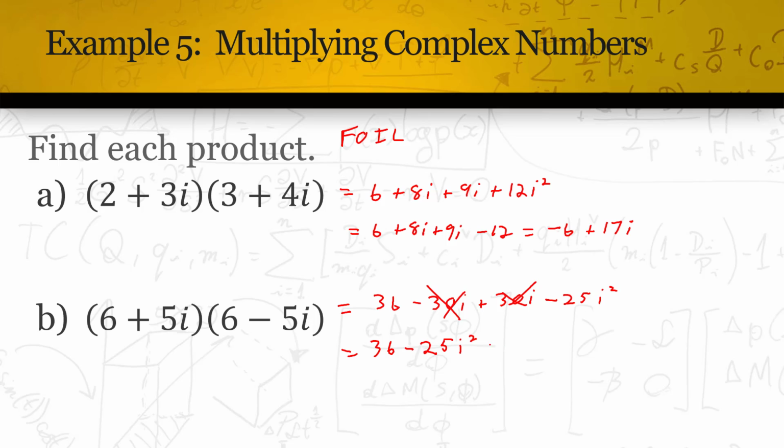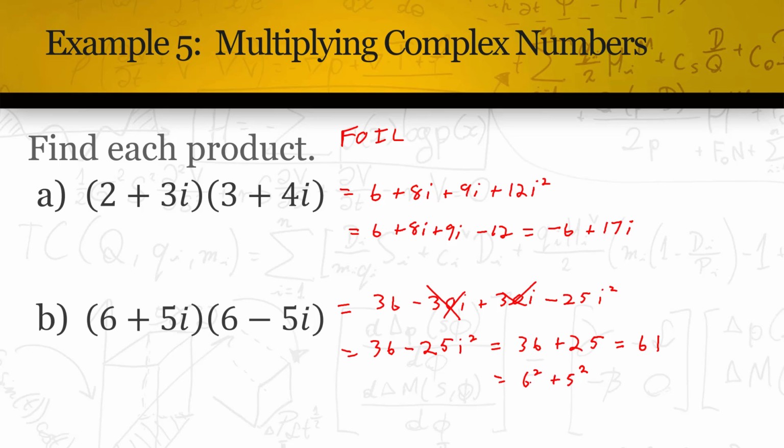So now we have 36 minus 25 times i squared. Well, i squared is equal to -1, so that becomes 36 plus 25, and that is equal to 61. But notice here that we can write 36 as 6 squared. We can write 25 as 5 squared. So what do we have?